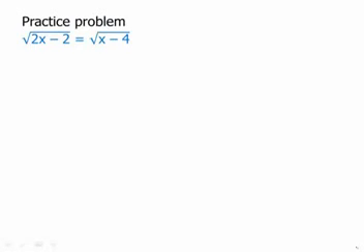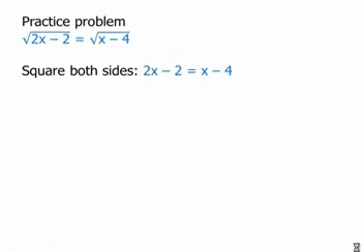Okay, so here we have a radical on both sides. Radical equals radical. So of course we're just going to square both sides. We get 2x minus 2 equals x minus 4. Well, very easy equation to solve. And we get x equals negative 2.